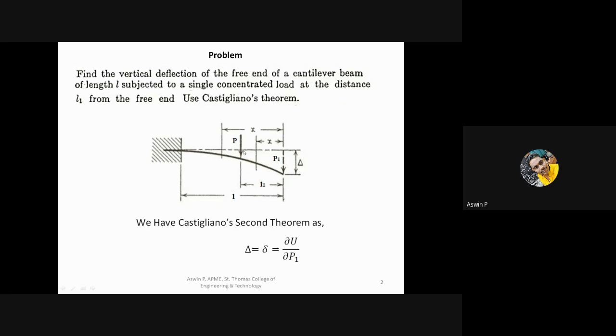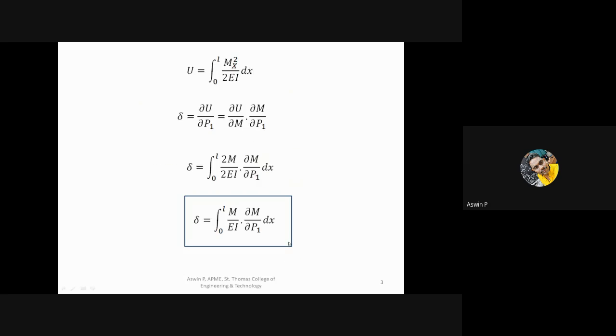After that, we need to add an additional load, P1, at the free end. Actually, it is not present here. We are adding this P1 for easy solution of our equation. Where we want to find the deflection, we consider a load P1. So the equation at that point, the free end, the deflection will be dou U by dou P1, where U is the strain energy and P is the applied force. This equation is known as Castigliano's second theorem.